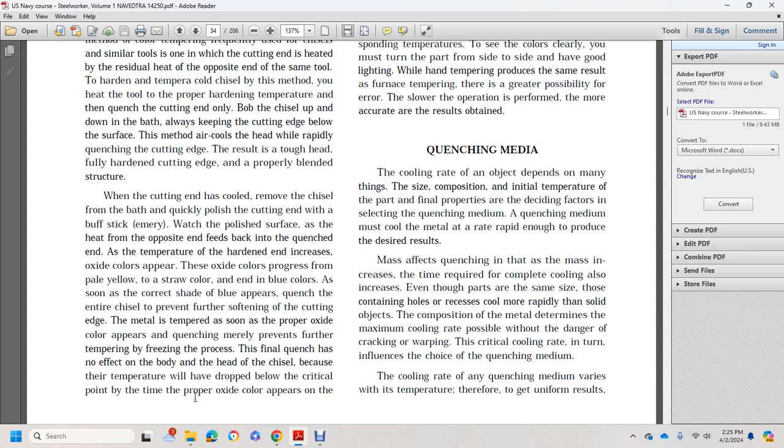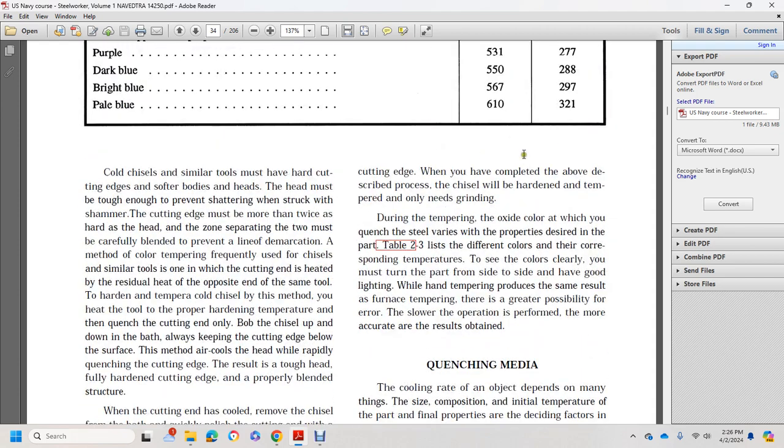Quenching merely prevents further tempering; it does not freeze the process. The final quench has no effect on the body and head of the chisel because the temperature will have dropped below the critical point by the time the proper oxide color appears on the cutting edge. After the chisel is completed with the process described above, it is hardened and tempered and only needs grinding.